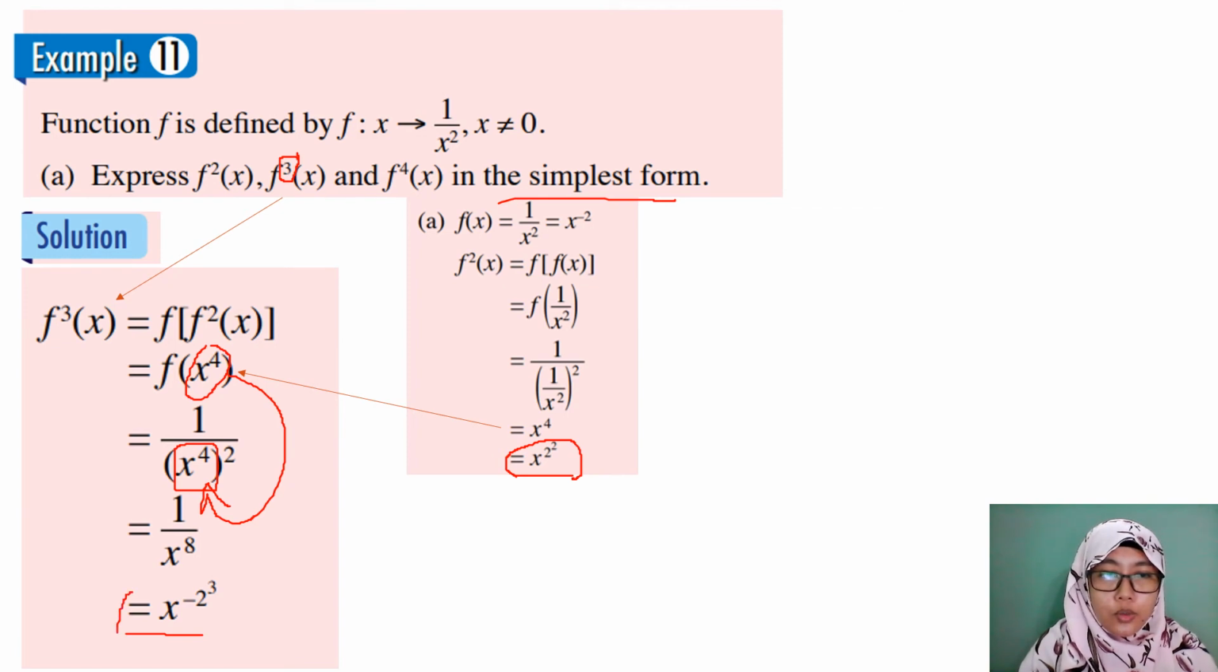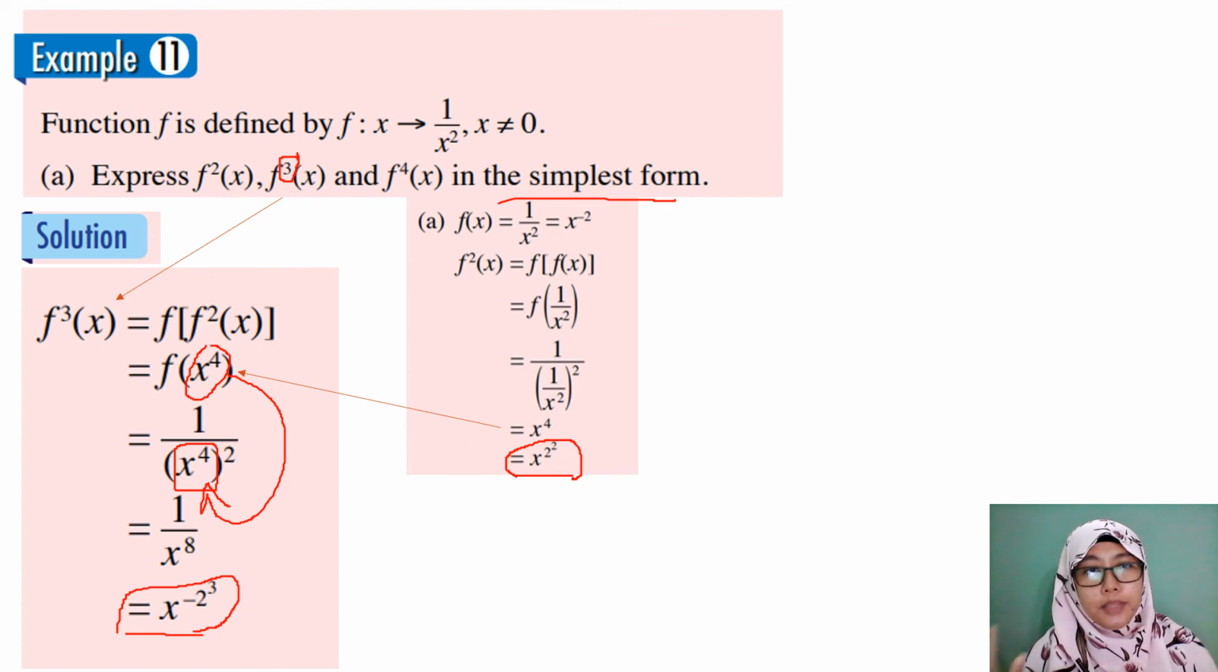Okay, so 1 over x square, 1 over x power of 8, you simplify becomes x to the power of a negative 2 power of 3. Okay, kita akan guna yang ni dalam soalan B. Tapi dalam exam, soalan F3 ni, f power of 3x ni, stop like this. Stop until this 1 over x power of 8.